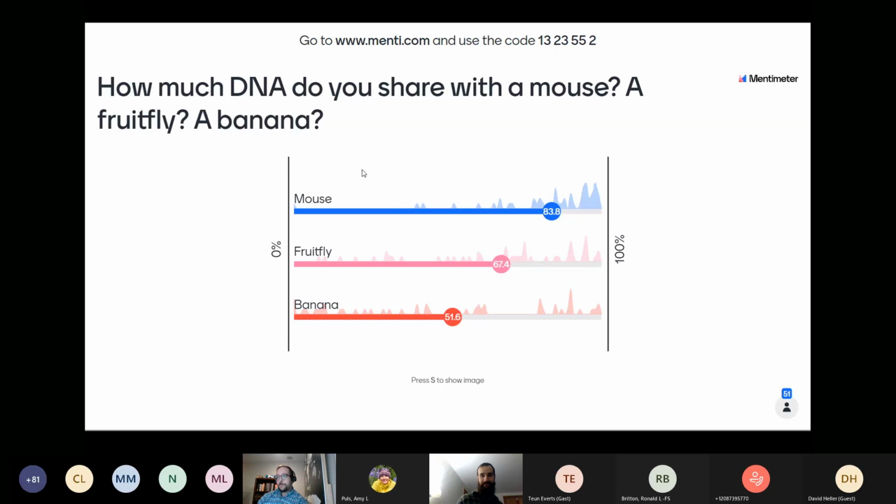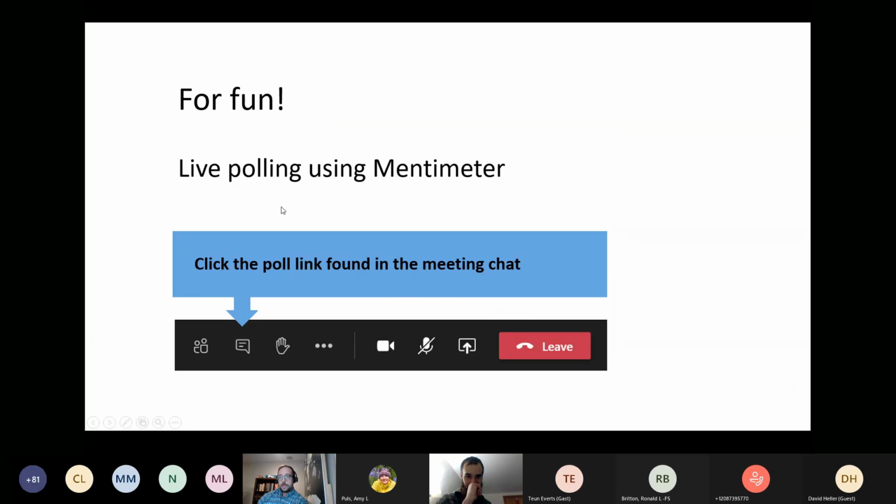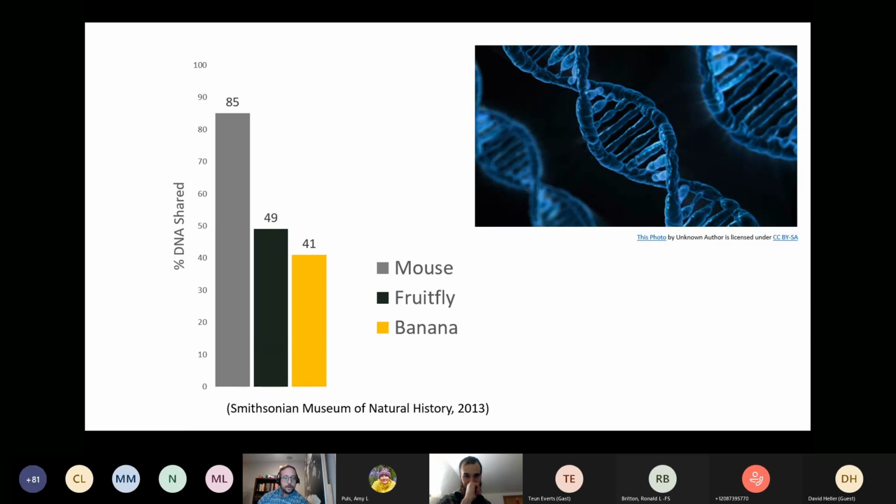And I have the answer for this. And it actually looks like our average is pretty close. So I will switch back to our PowerPoint. And there you have it. So we actually share about 85% DNA with mouse, 49% with fruit fly, and 41% with a banana. So we are basically right on with the mouse and really close with the fruit fly and banana.